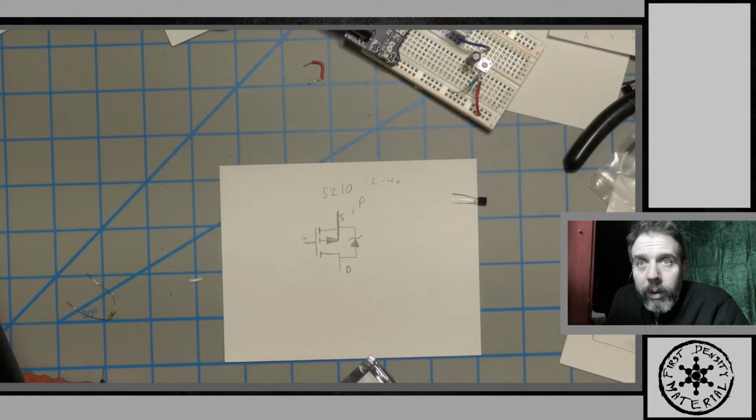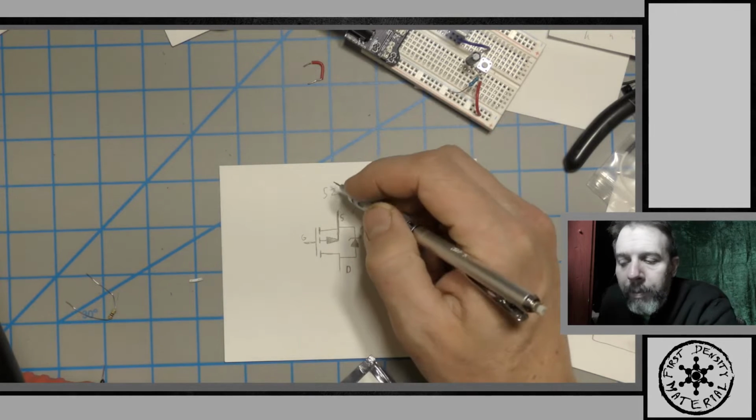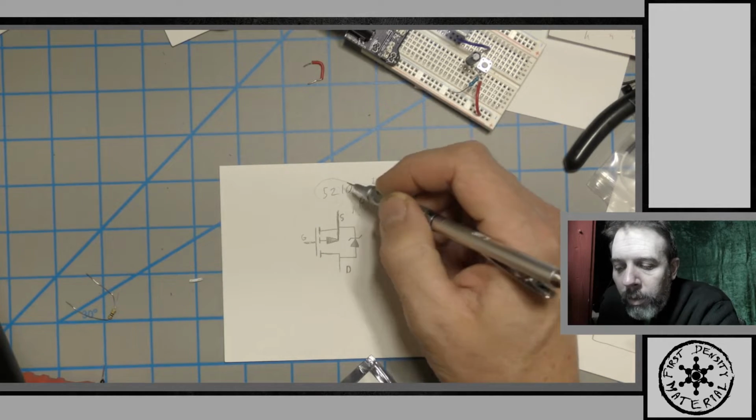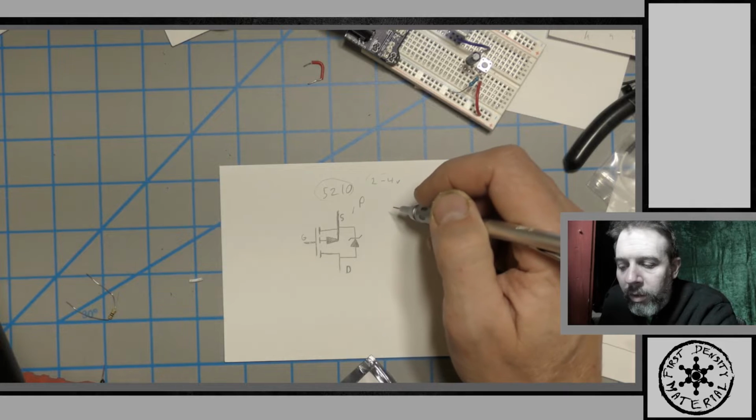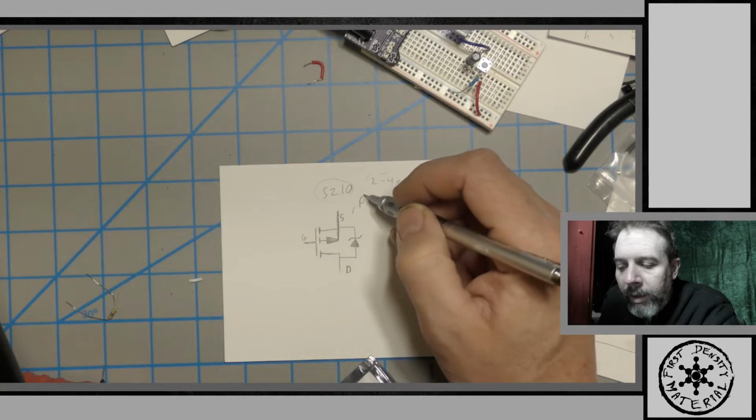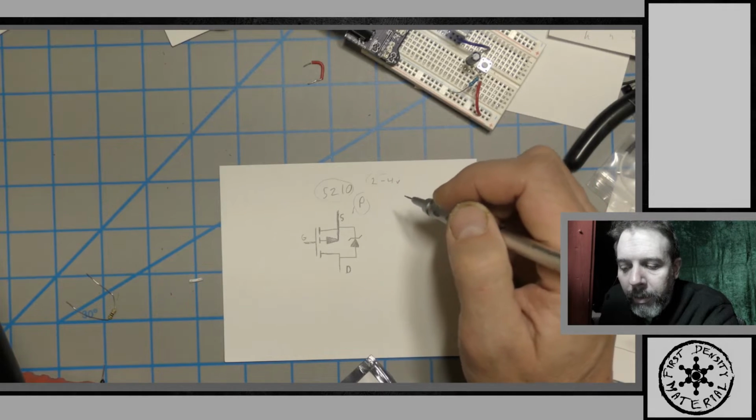Alright, so somewhere I had you order some MOSFETs. I don't know yet if I had you order a package of them or just one of them, but one in particular that should be either in the package or by itself is the 5210. It's one of my favorite ones to use in some applications, and it is a P variation of MOSFET.